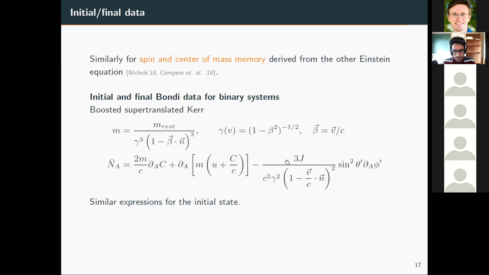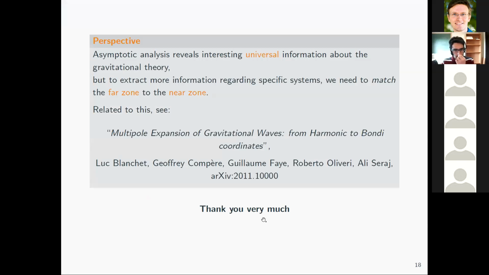In our paper, we also gave expressions for the initial and final mass and angular momentum aspects for a binary system. These are the results for the final boosted supertranslated Kerr black hole, which is the final state of a binary merger system. You can do the same for the initial state, in which the two objects are far apart and there is no interaction.